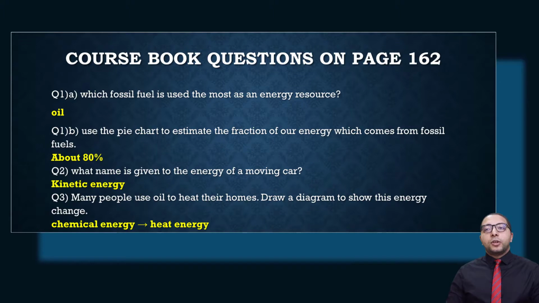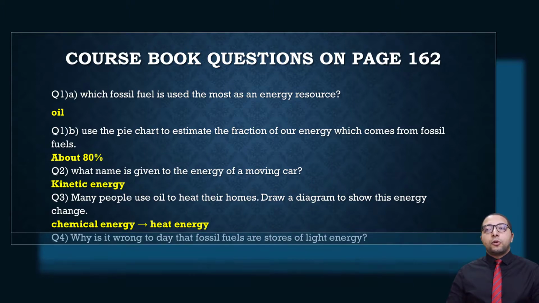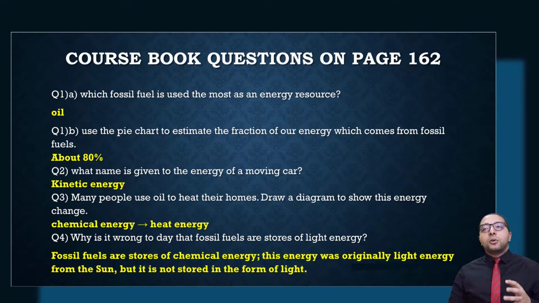Why is it wrong to say that fossil fuels are stores of light energy? Because fossil fuels are stores of chemical energy, not light energy, because they were originally coming from the sea creatures, while the light energy comes from the sunlight.